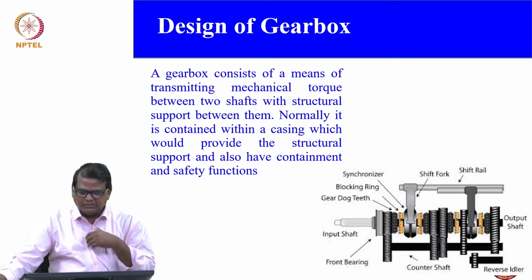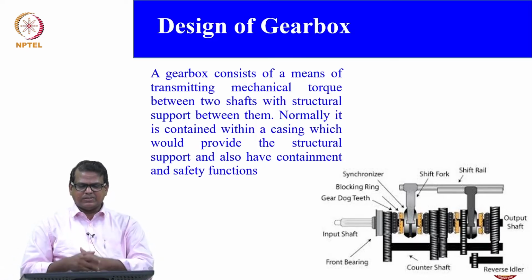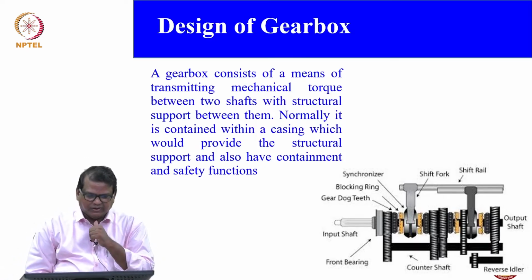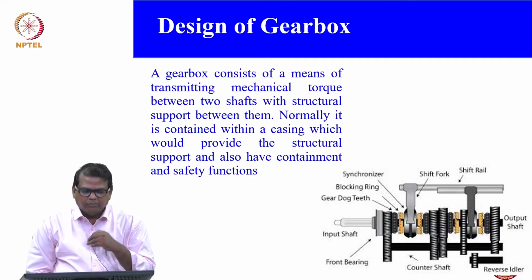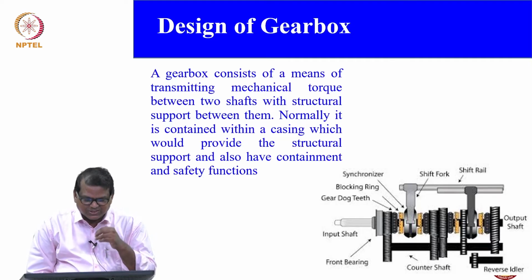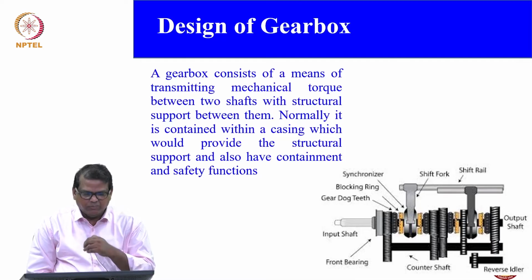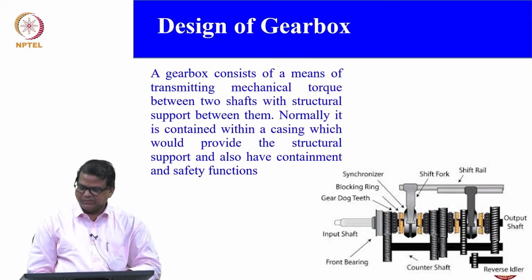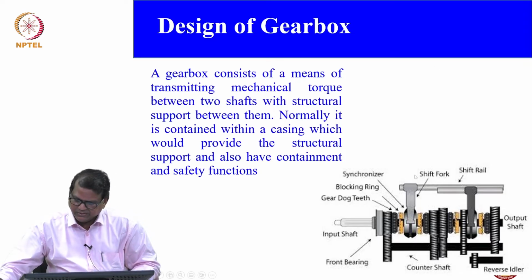Now we will come back to the actual design of the gearbox. A gearbox consists of a means of transmitting mechanical torque between two shafts with a structural support between them. Normally, it is constrained within the casing, which provides structural support and also containment and safety function. You could see this very nice gearbox system.